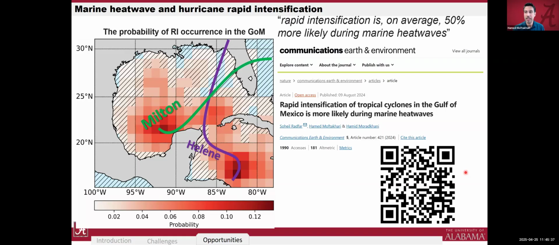That made them supercharged. We concluded that rapid intensification is on average 50% more likely during a marine heat wave, which basically happened multiple times last year, and it's not unlikely to experience in the coming years as the sea surface temperature is on the rise. So please feel free to scan this QR code to jump into the paper.